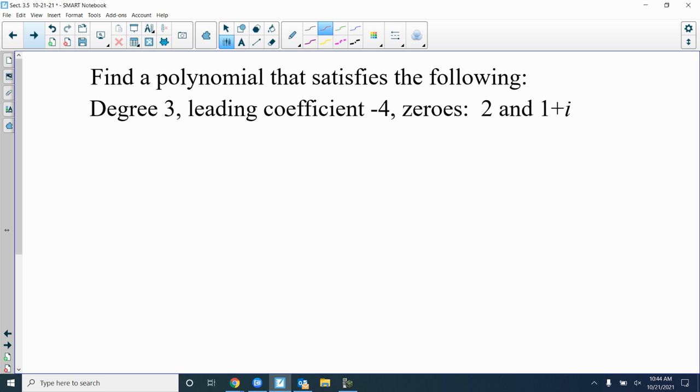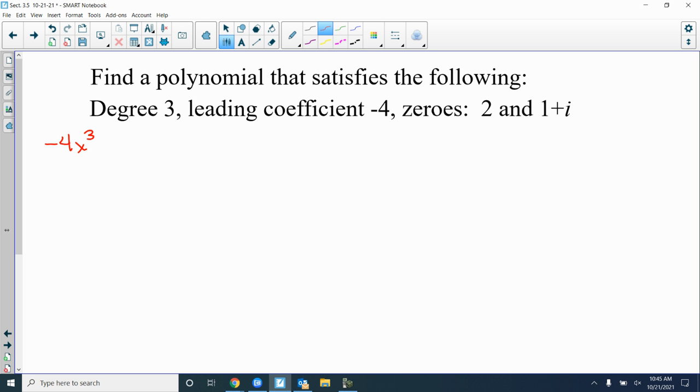All right, last thing we're going to look at has to do with what we did yesterday: given roots, give me the equation. So you're going to find a polynomial equation that satisfies the following. Third degree. Leading coefficient's -4. So that means it's -4x cubed when we're done. Zeros are 2 and 1 plus i.